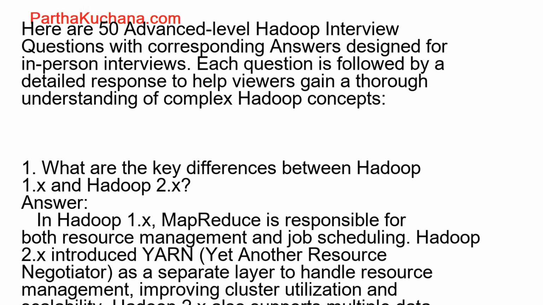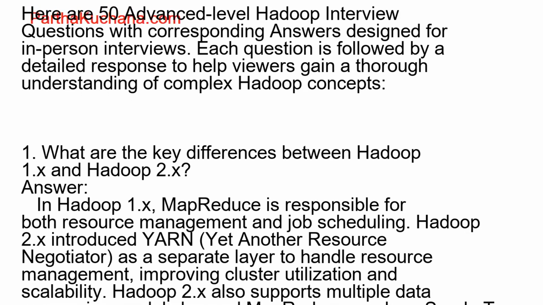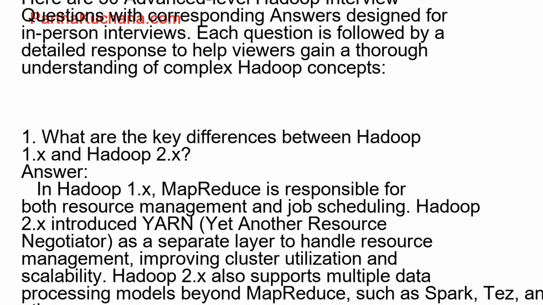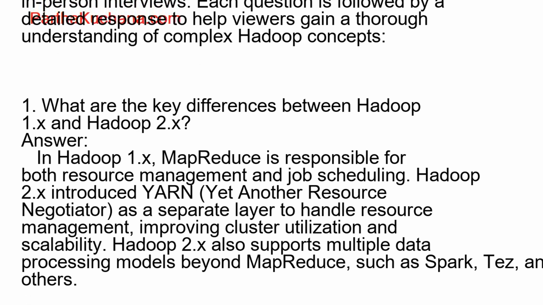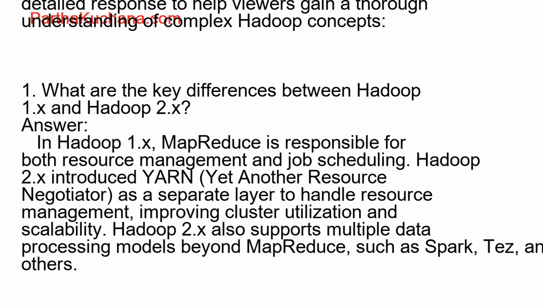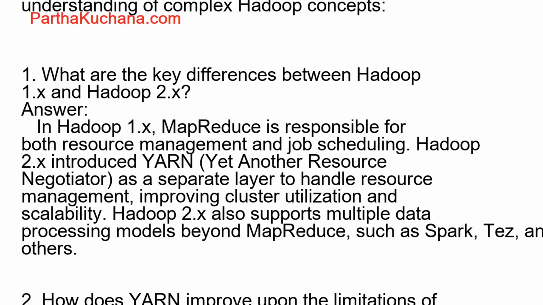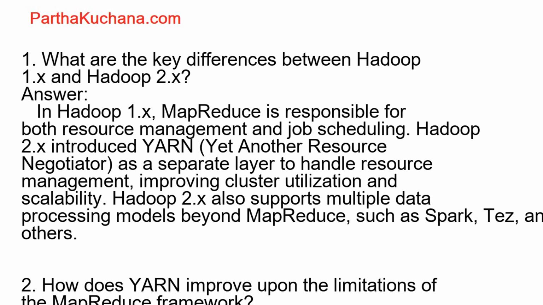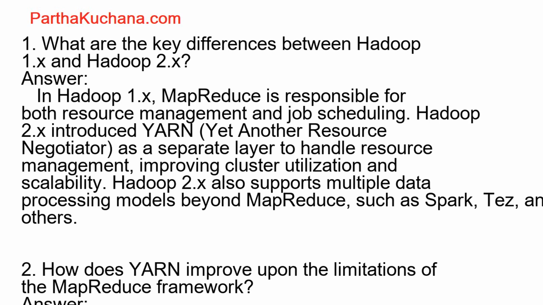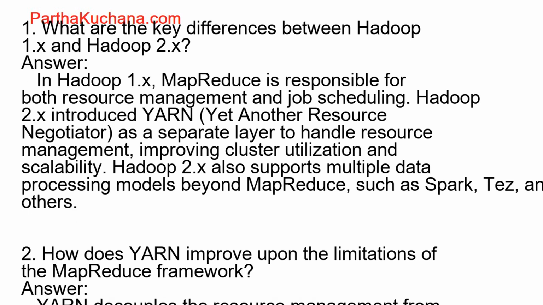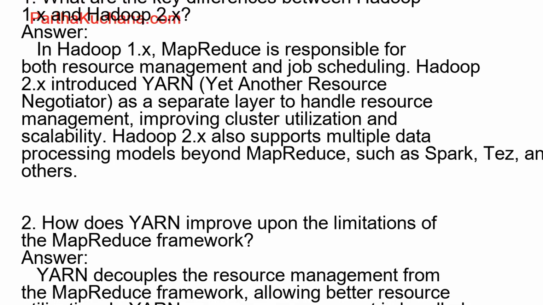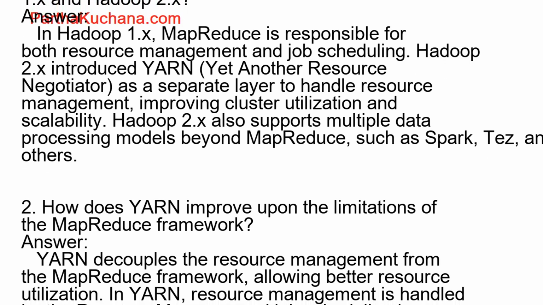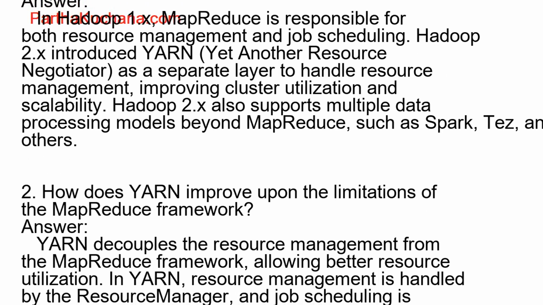2. How does YARN improve upon the limitations of the MapReduce framework? Answer. YARN decouples the resource management from the MapReduce framework, allowing better resource utilization. In YARN, resource management is handled by the resource manager, and job scheduling is managed by the application master. This separation of concerns improves scalability and supports workloads beyond MapReduce, such as real-time streaming.